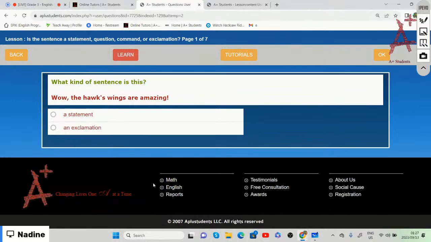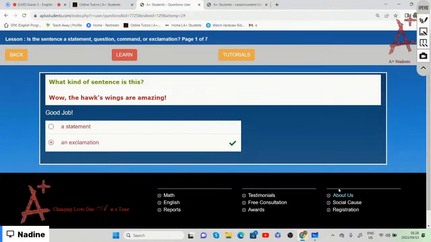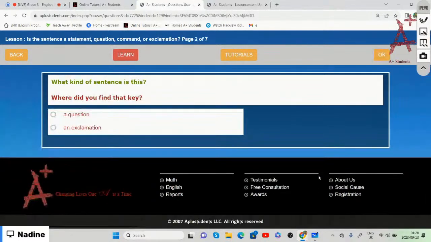All right, so if we look at our sentence, right? Remember we said a statement ends with a period, and an exclamation ends with an exclamation point. So this sentence, wow, the hawk's wings are amazing. It is an exclamation.